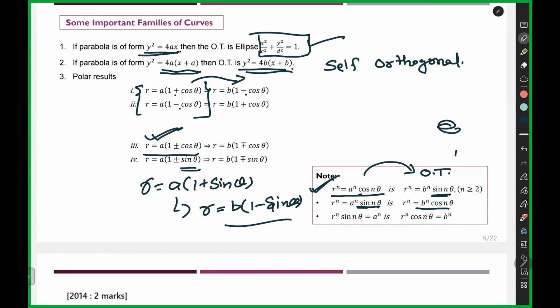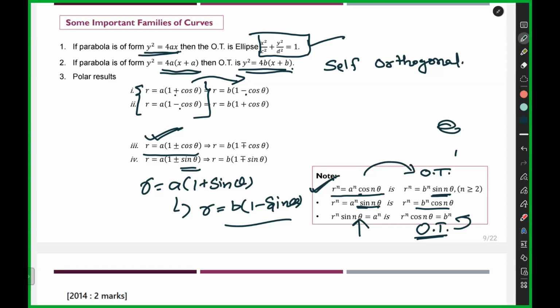Okay, and again one more type of form, that is sin Rn into some sin n theta equals to some a. Then its orthogonal trajectories directly, you can remember these results, as if we try to solve, this will take us some time. Sir, what are self-orthogonal trajectories?